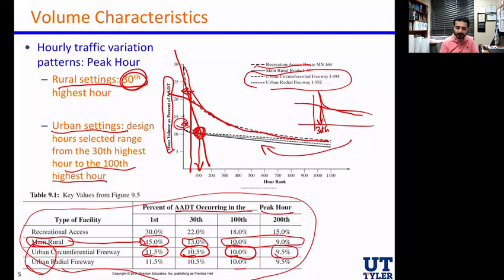And that's why here we tend to pick the 100th hour, somewhere in between, not too conservative, but of course, not too risky. That means we're going to end up with a design that handles all the hours except 99 hours of the year. And that's basically what we mean by the 100th hour versus the 30th hour.